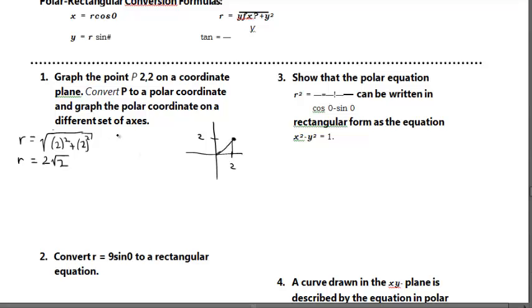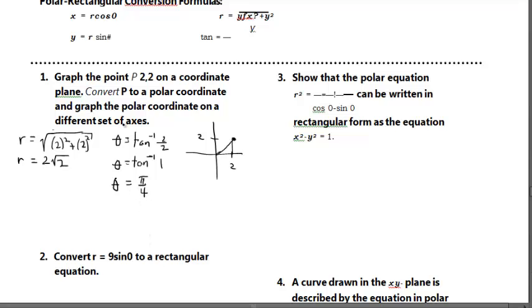So using the other conversion formula, inverse tan, arctan of y divided by x. No calculator necessary. Arctan of 1. What angle has a tangent ratio of 1? Well, when x and y are the same, or y and x are the same, so pi over 4.